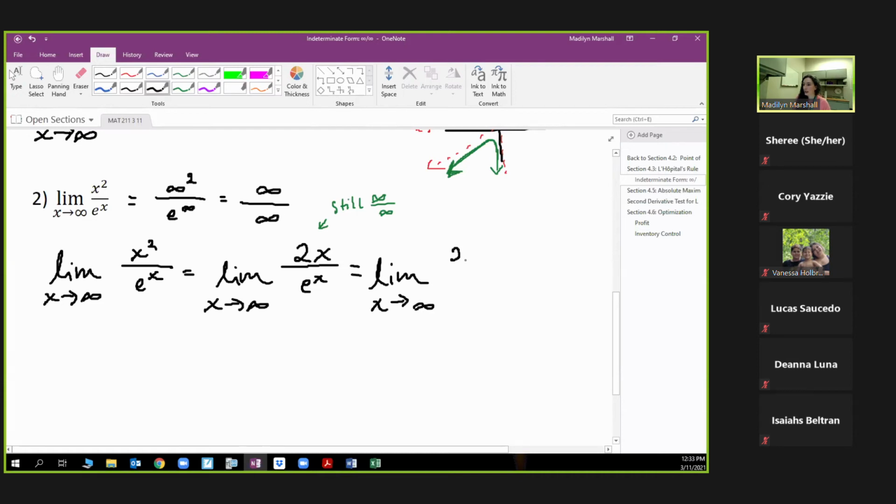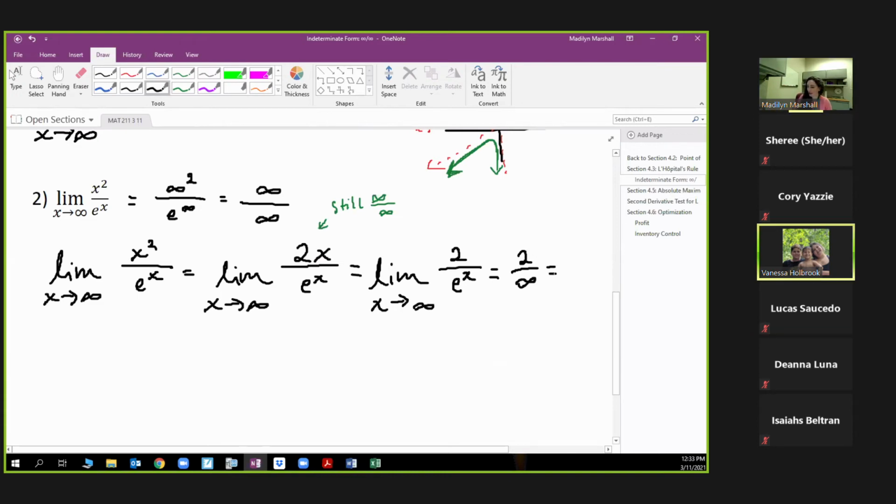So on this next one, we end up with 2 over e to the x, going to 2 over infinity. We can think of it as 2 over infinity, but that actually is a value. What happens to a fraction if the denominator just keeps getting bigger and bigger, but the numerator doesn't change? It keeps getting smaller and smaller and smaller.